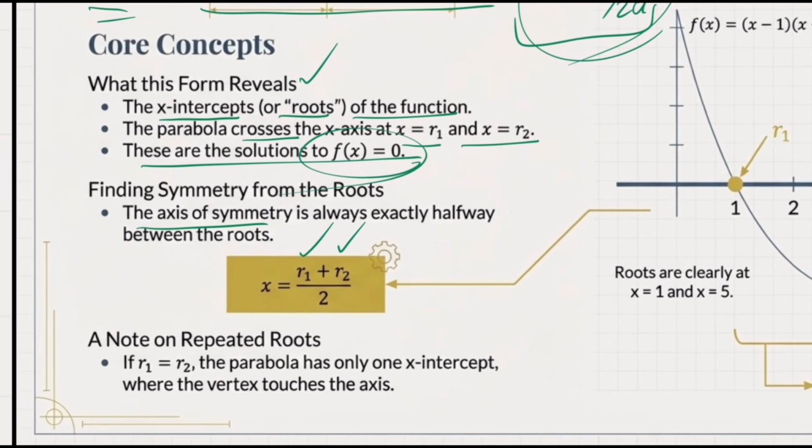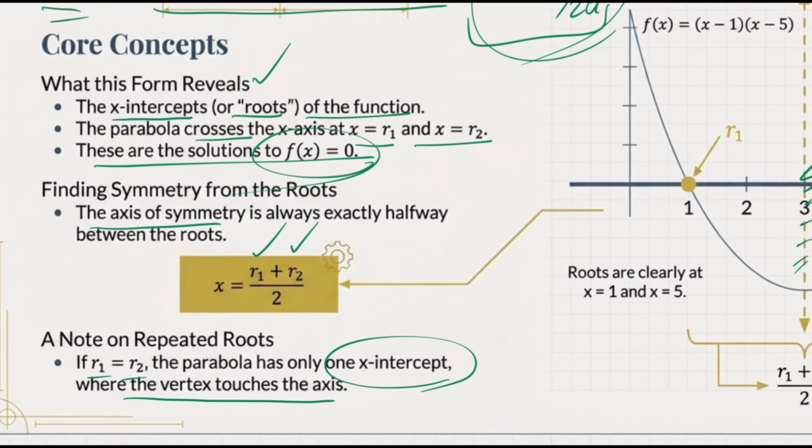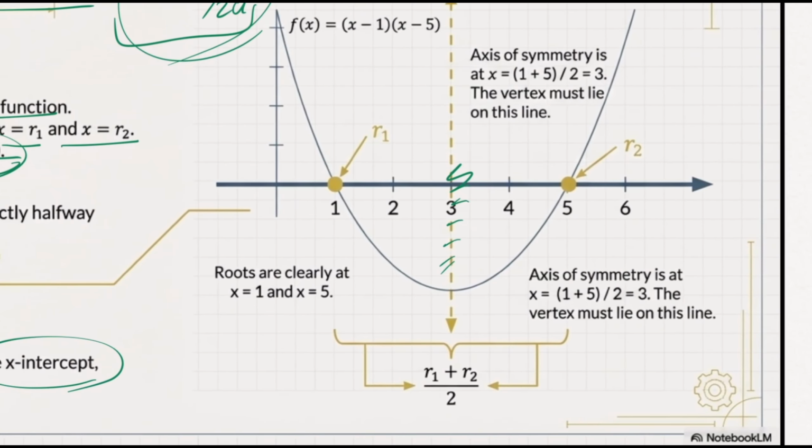A very important note is that at some points my r1 and r2 could be the same. At this point there is only one intercept, and the vertex just touches the x-axis itself. It's not going to have intersections at 2 points, it's just going to touch it.